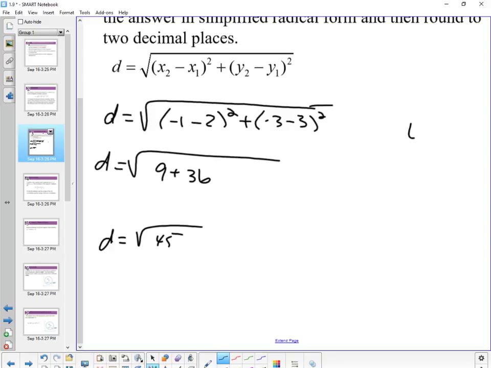Can that be simplified? Sure can. So this becomes 3 radical 5. Why? That's easy. It's fun. I'd rather look at 3 radical 5.